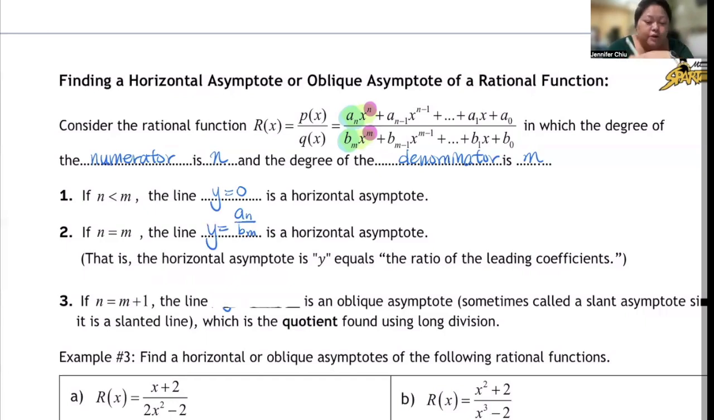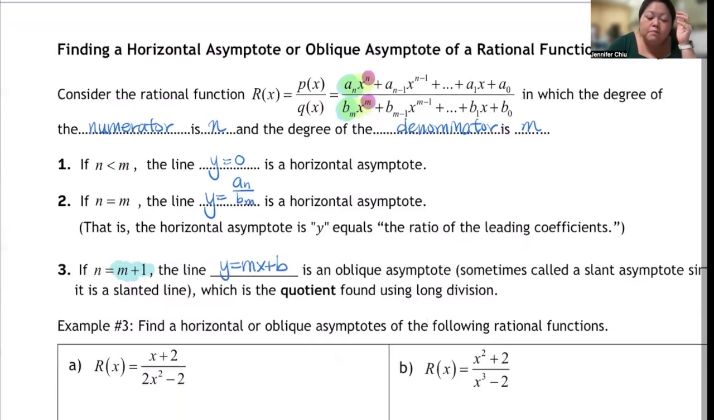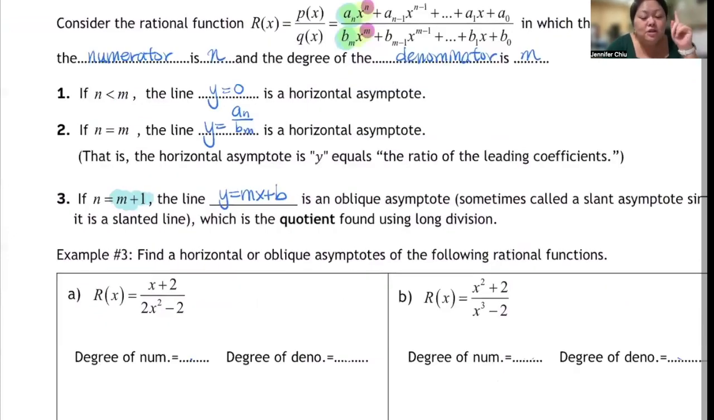If the numerator is bigger than the denominator by just 1 degree, then the line y equals mx plus b is going to be an oblique asymptote. More importantly, you have to do the long division. I know we talked about this. We do long division to find a quotient to figure out what the y equals mx plus b is. If the denominator is a nice linear function, like a nice x plus or x minus something, you can get away with not doing long division and use synthetic division. You get the same result.